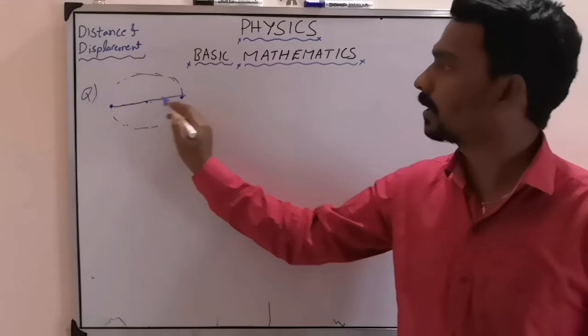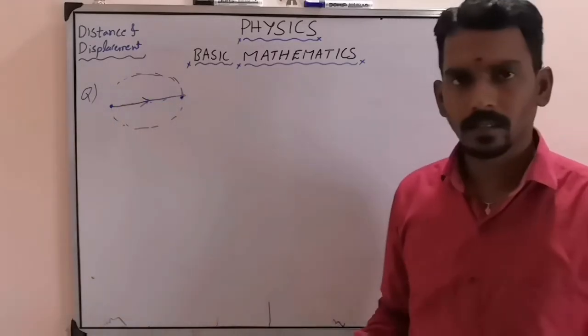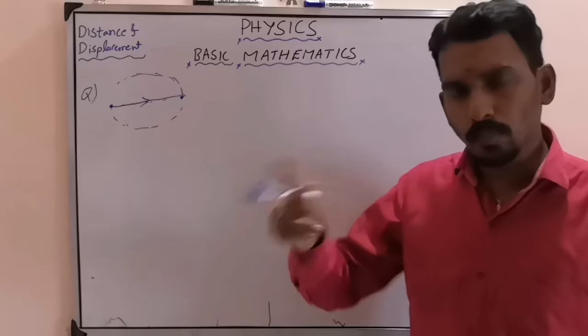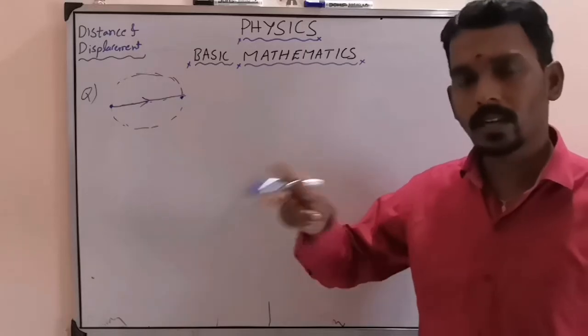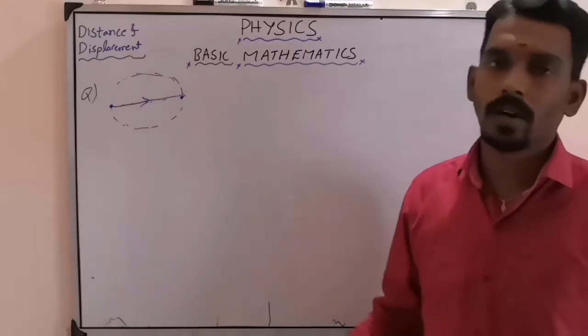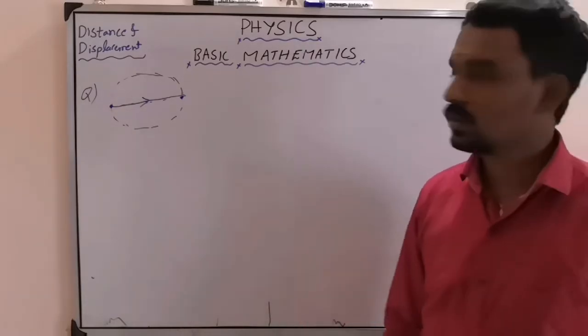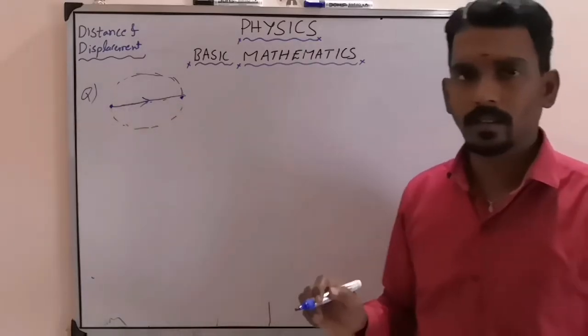Diametrically opposite point, like this. This is starting and this is ending. The two end points of a diameter are called diametrically opposite points. That way you need to understand.